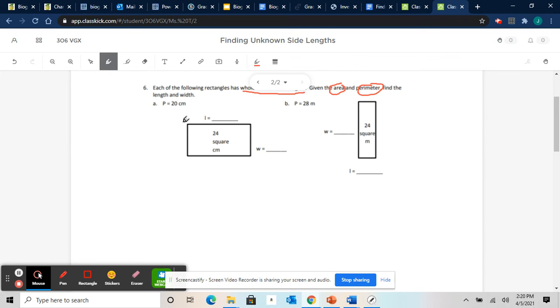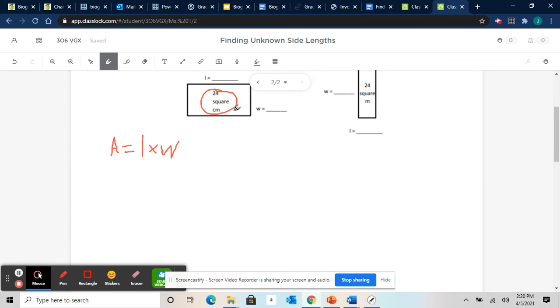So before I even go to perimeter, I always like to do it with area first. I'm going to just look at 24 square centimeters. Again, just keep writing that equation. Area equals length times width. Okay, what can I fill in? Well, I have an area. I have 24 square centimeters, and I don't have my length and width.